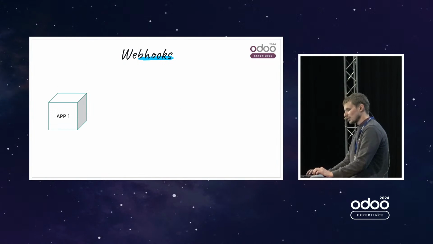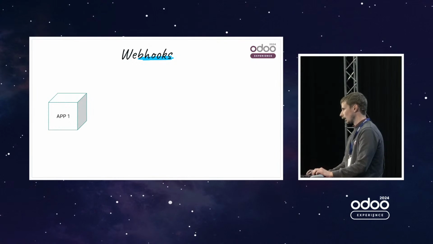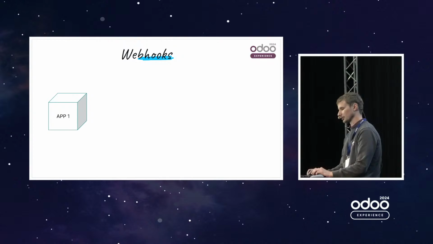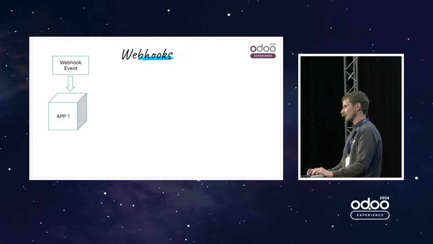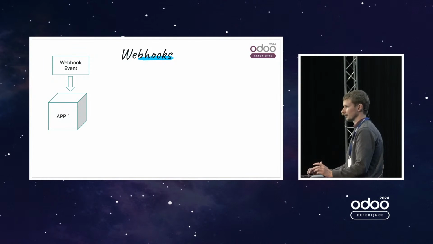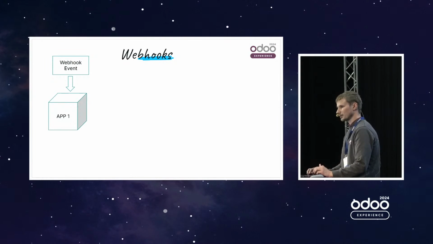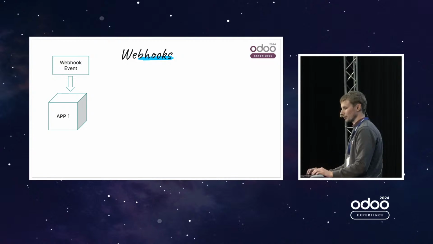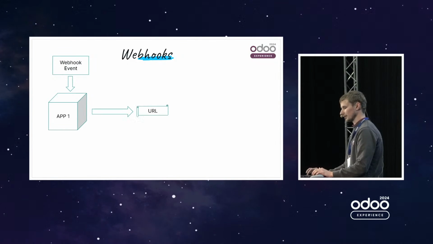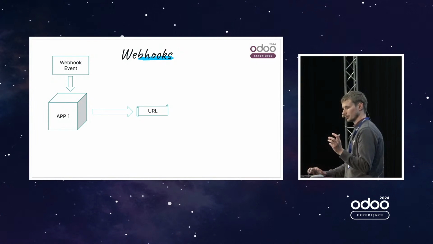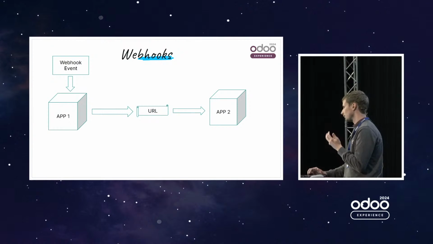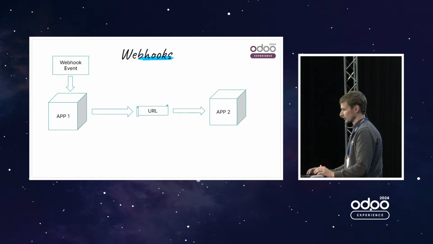So what's a webhook? To have a simple example, let's take one application. We'll just call it application 1. In this application, at some point, we will have what we call a webhook event. What is this webhook event? It will be any action that happens in the application that you define. Basically, when you have this webhook event, we will send some information to a URL, and this URL was given by a second application, just application 2.